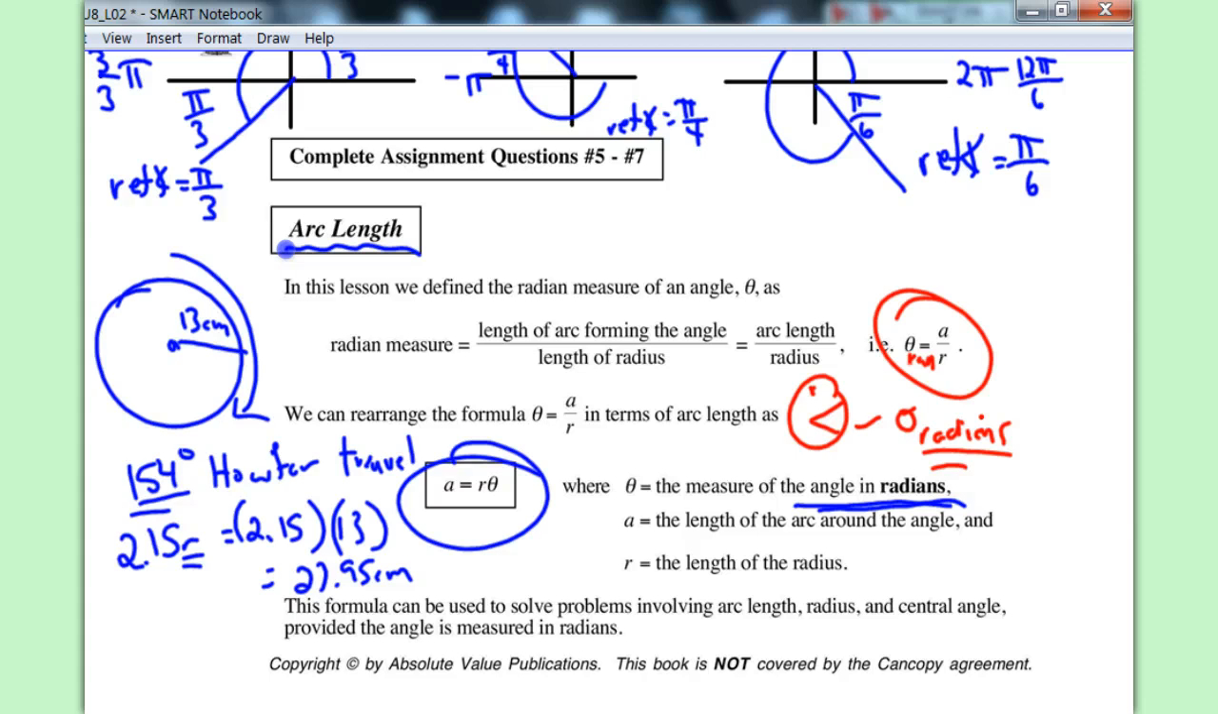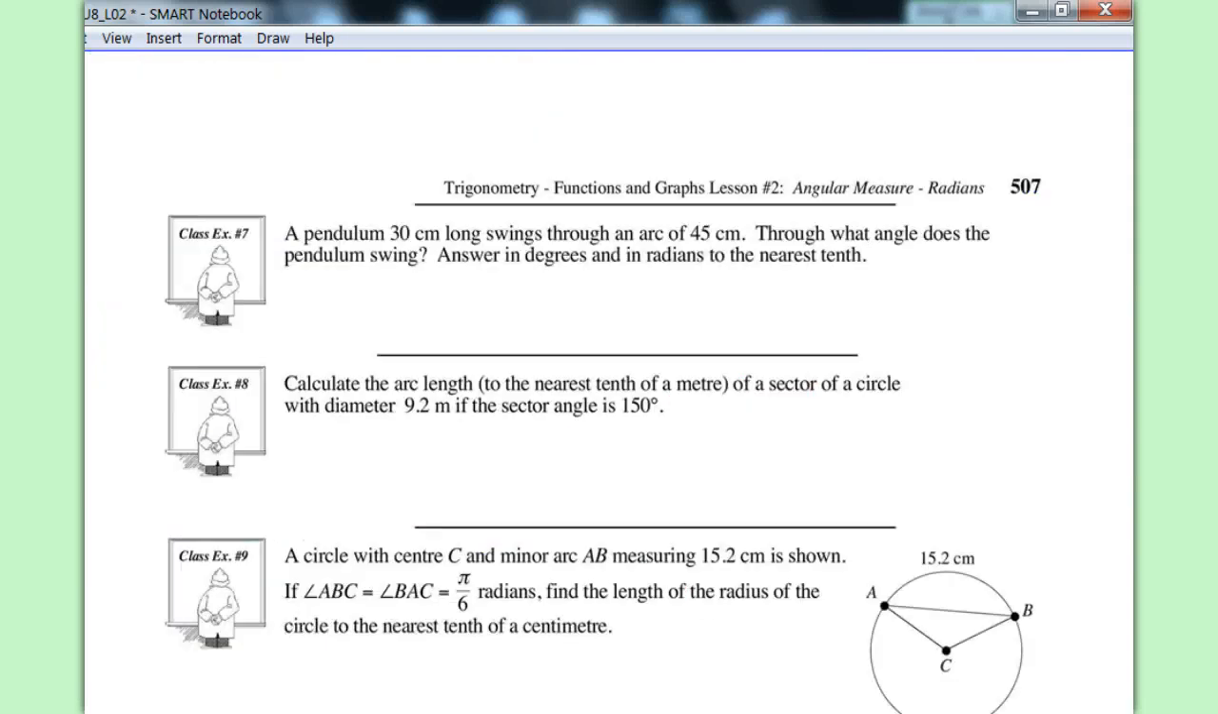So be careful when you use this formula, but that formula can be rearranged, as you can see, in different ways. It can be arranged if you cross multiply in terms of A equals R times theta and so on, right? And those are the definitions of the variables. So let's go on to the next page, and I want you to try and use that formula, all right? So read the questions and try them on your own, and then come back and see the answers when you're done.